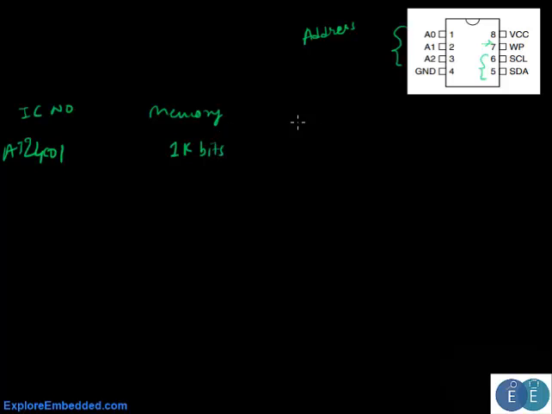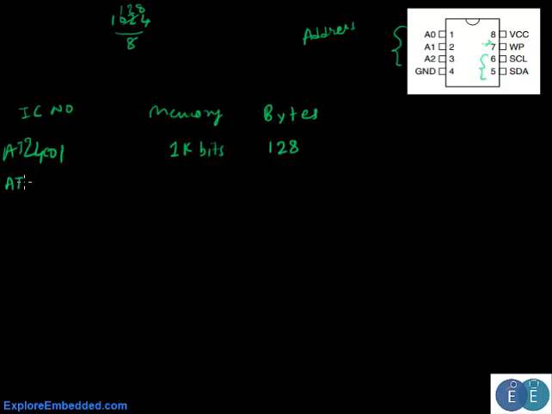So to address 1 kilobit of memory, these are arranged in 8-bit chunks. So we have in total 1024 bits, arranged as 8 bits per location. So that would be 128. Now if I write the number of bytes this memory has, this would be 128 bytes. So it's pretty small. We can just store 128 bytes into this.